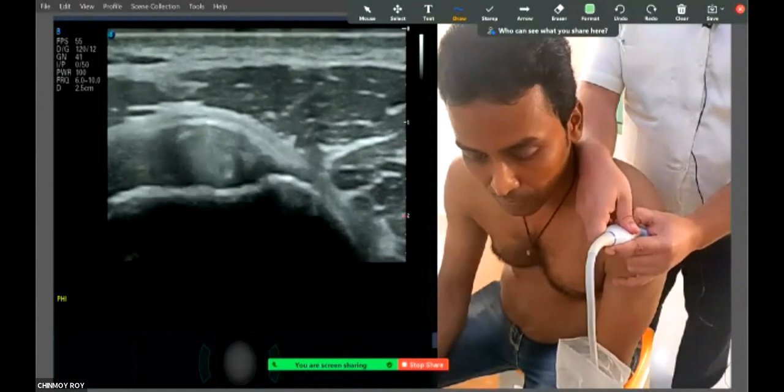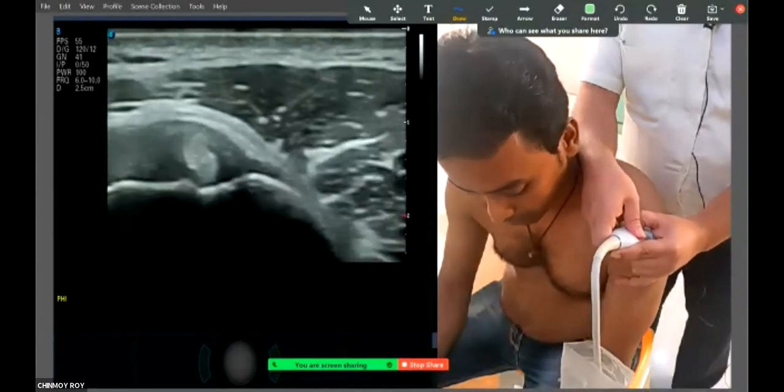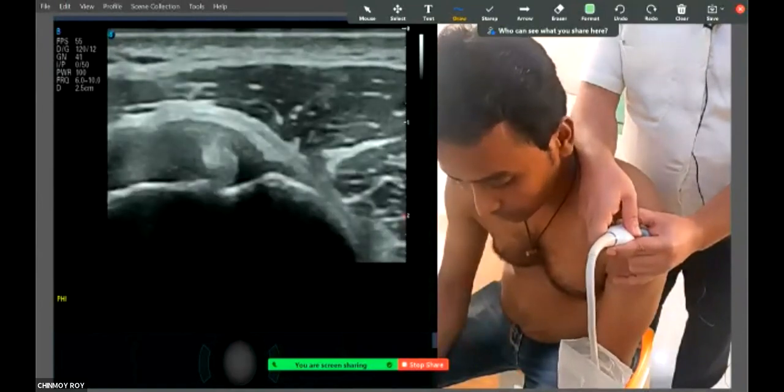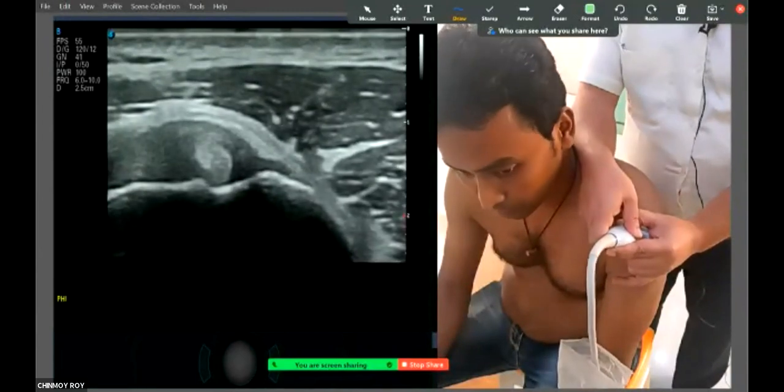The use of the rotator interval is to go inside the joint without puncturing anything. It is a natural interval. Okay, so that is the thing. So you have seen this space, no? Yeah. Okay.